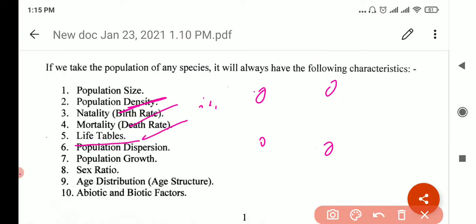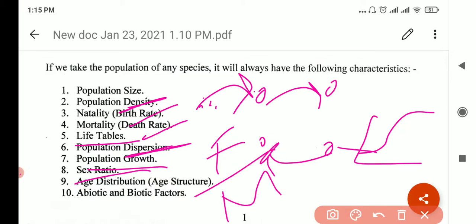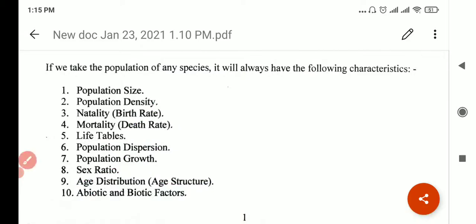Then there are the life tables, which we will go through in detail. Then how they disperse, meaning how they go from one place to another. Then how it grows, remember those growth curves. Then the sex ratio, meaning the female to male ratio. Then the age distribution or age structure, which we will go through in detail. And the abiotic and biotic factors, the non-living and living factors which play a role in the population. I will go one by one. We will have to study them in detail.